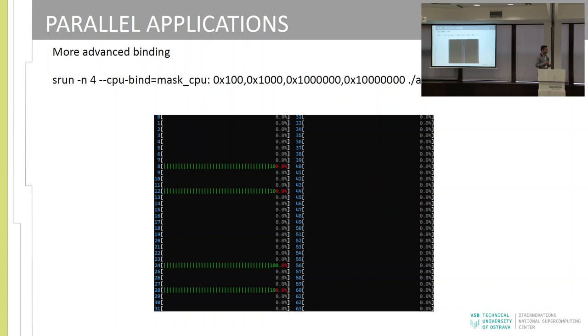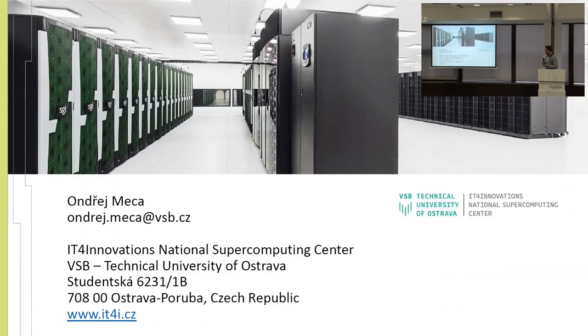This can be useful, for example, in the case of an application that utilizes GPU, because GPUs are connected to NUMA domains 1, 3, 5, and 7. So if you map your MPI processes in the following way, these MPI processes will be closer to the accelerator. So that's all. Thank you for your attention, and if you have any questions.